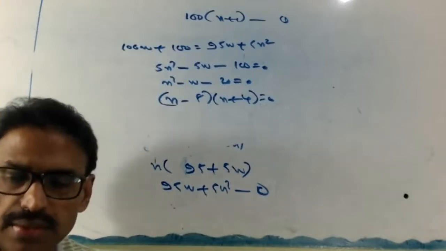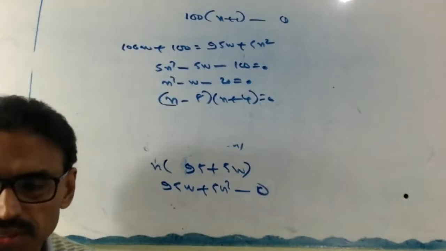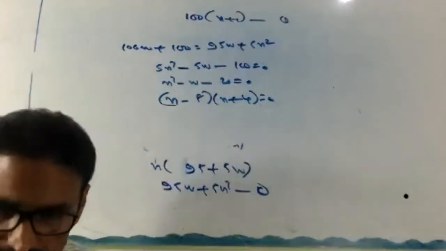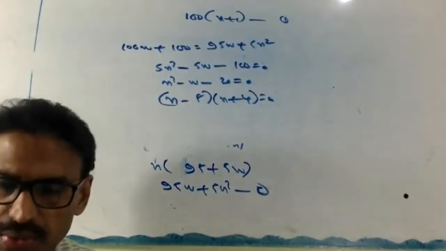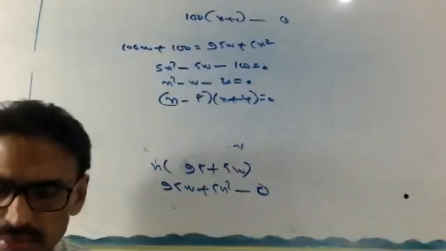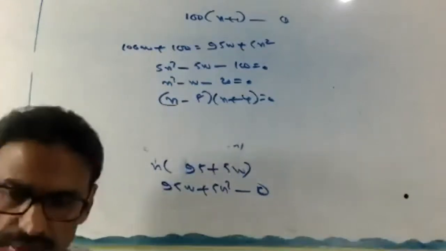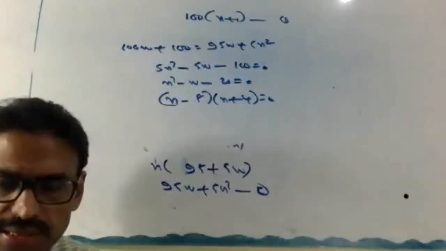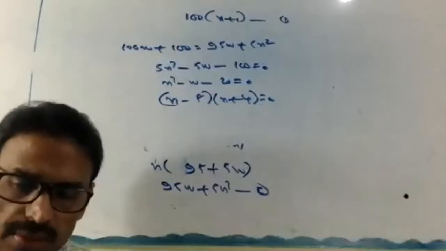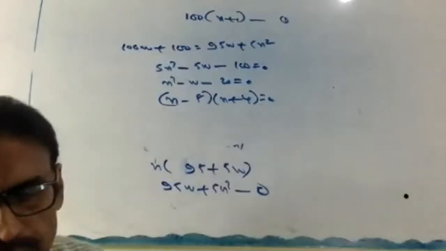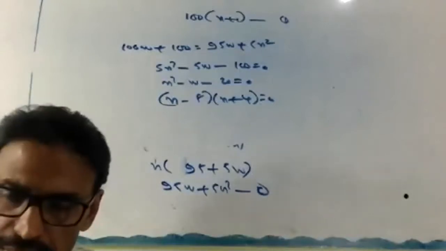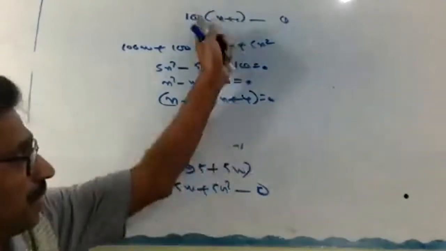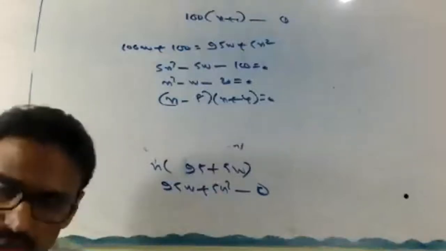Okay, we assume that after n minutes, the police catch the thief. By that time the thief has run n plus 1 minutes, correct or no? That part clear or no? When the police catch the thief, the thief has run 1 minute extra. That means n plus 1 minutes. This thief's speed is 100 meter per minute. Therefore, the distance covered by the thief is (n plus 1) into 100. That part is clear or not?